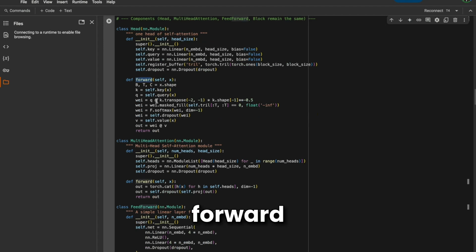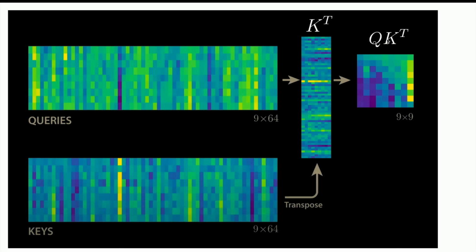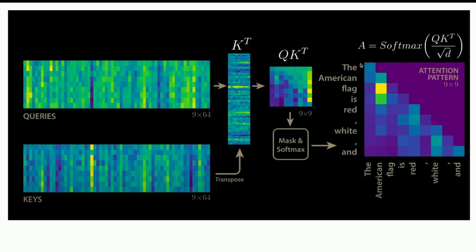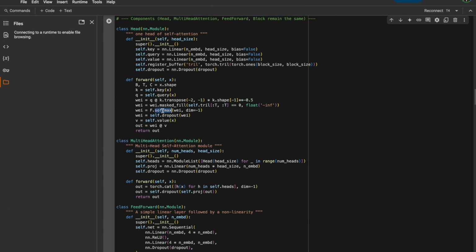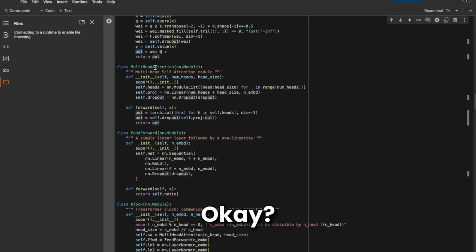Then we define the forward function here, where we get this multiplication of the query matrix with the transpose of the key matrix, which I showed before, just like here. And then we do a softmax, as I mentioned before. So here there is this softmax, and then we multiply it with the value to get the output of the attention layer. Okay. Then we have this multi-head attention, which has a list of heads.